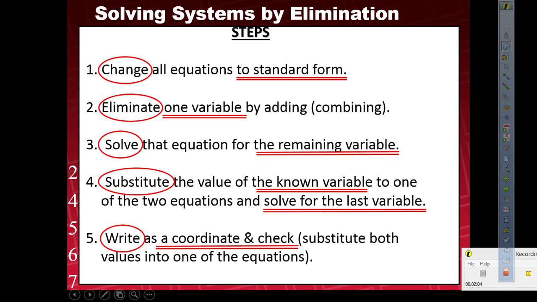Once again, since we're getting to multi-steps, just to remember our steps, the sign that I use for change is like this. Bam. So what is it? Step 1, change into standard form. Step 2, eliminate one of the variables. Step 3, solve for the remainder. Step 4, substitute, solve for the remainder. And then at the end, write and check. Write your coordinate and check.